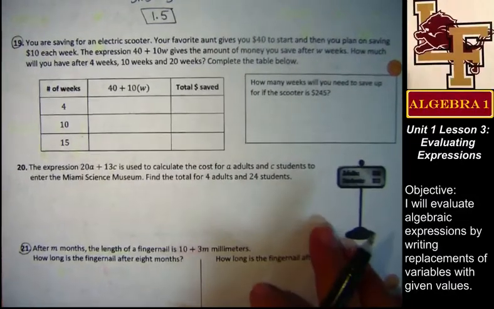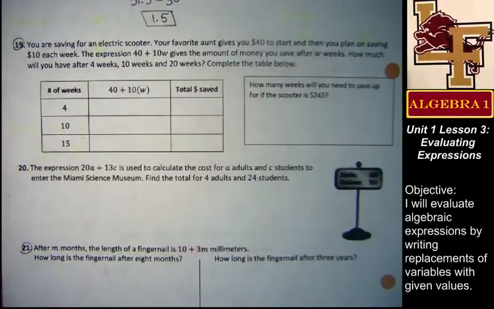This first word problem says, you are saving for an electric scooter. Beep, beep, going to drive it around town. Your favorite aunt gives you $40 for you to start saving, and then you have an after-school job and you plan to save $10 each week from that job, whatever it is.